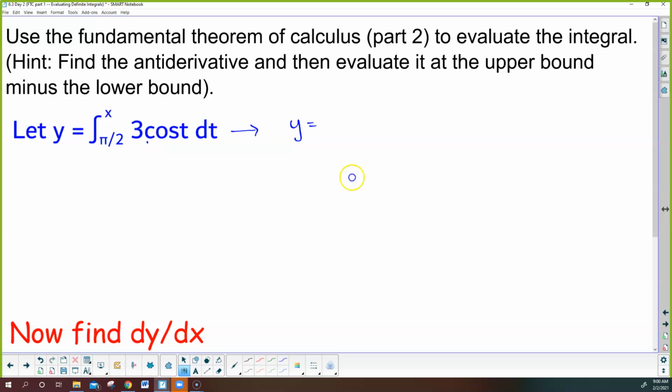So I'm thinking, well, wait a minute, whose derivative gives me cosine? Well, that answer is sine. The antiderivative of cosine is sine. The 3 is just going to stay in front. Now I'm going to call this t, because that's the variable that they had given us. That's really a dummy variable. It can be t, r, h, it doesn't matter. But what does matter is that I have to evaluate from the upper bound to the lower bound.